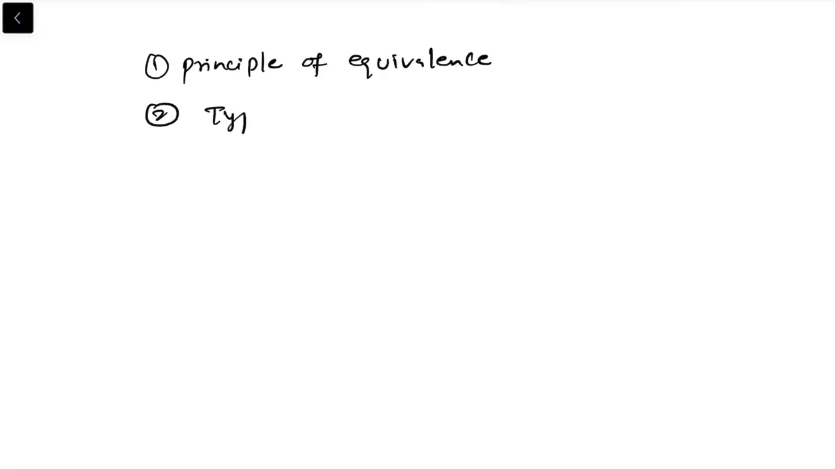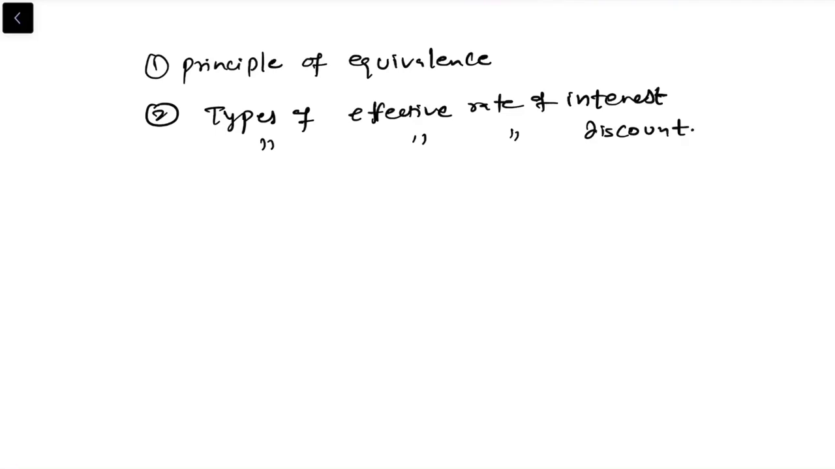In this lesson, we are going to focus on three things. First is principle of equivalence. Second is the different types of effective rate of interest, and different types of effective rate of discount as well. And then we'll look at nominal rate. Okay, so we're going to cover these three things in this video. Now let's get started with the principle of equivalence.